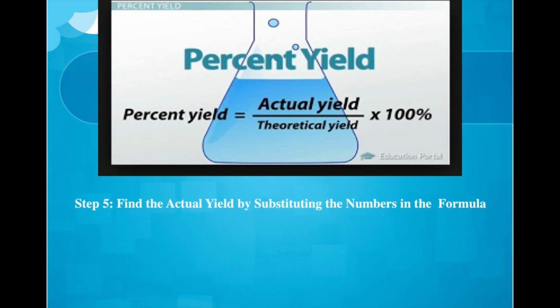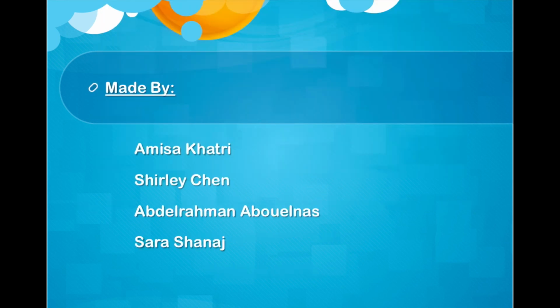In order to find the actual yield, you set up a proportion, which is derived from manipulating the formula for percent yield. In our case, we have 78% equals actual yield divided by 25 grams. So, after doing the formula, we find out that the actual yield is 19 grams, and that answers our question.